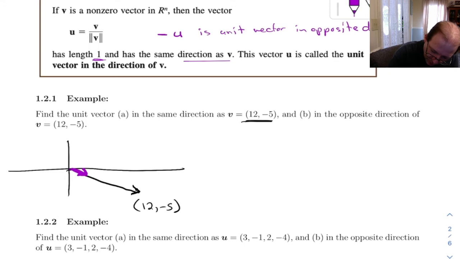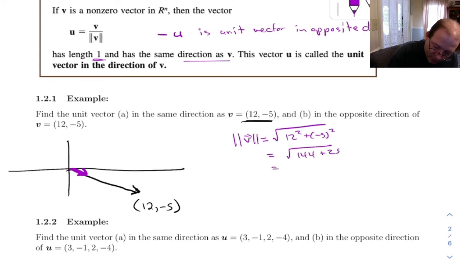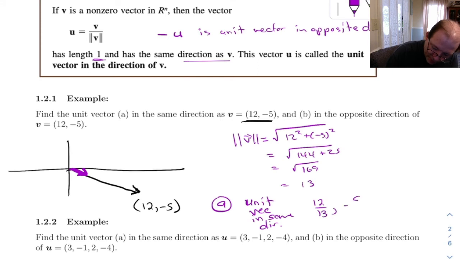So what's the length of this thing? Let's see. The length of v is the square root of 12 squared plus negative 5 squared. So that's 144 plus 25. So that's 13. So the vector that's the unit vector in the same direction is going to be, we just take this over here and divide it by 13. So the unit vector in the same direction, that's what part A wanted, is going to be (12/13, -5/13).